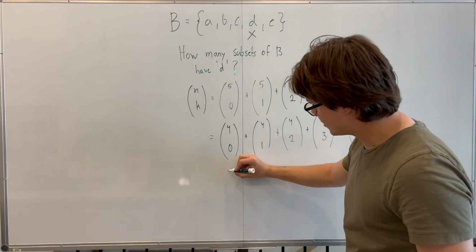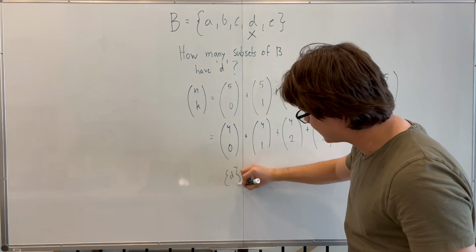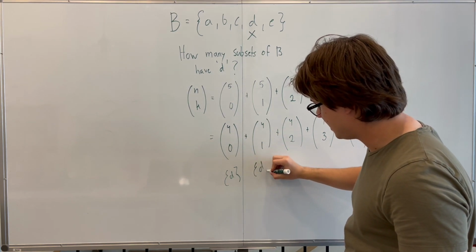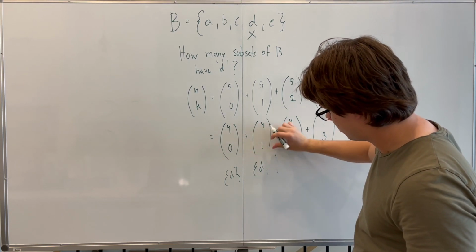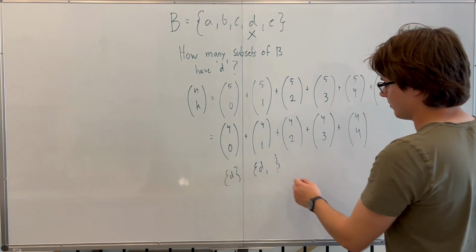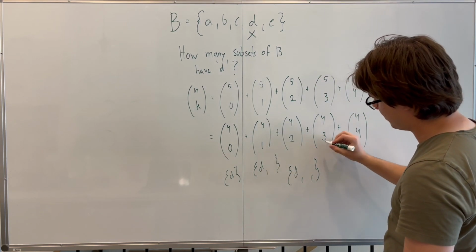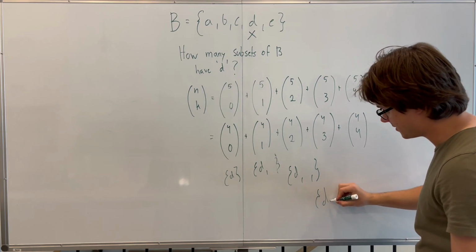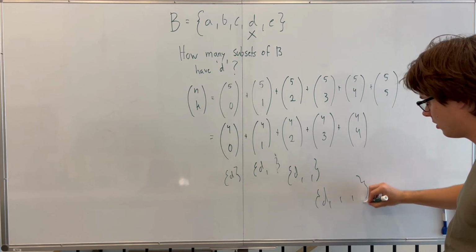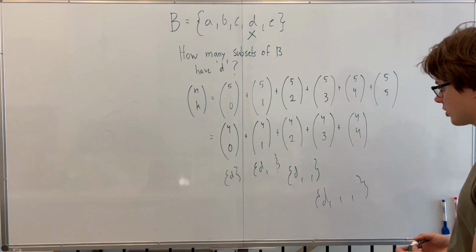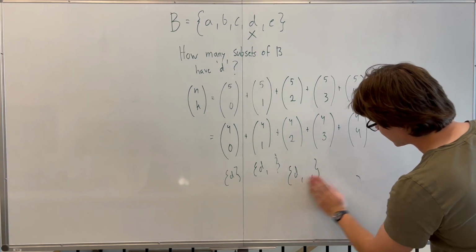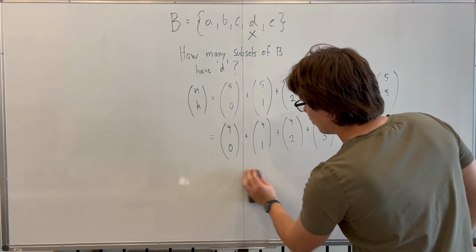So what is this? This is like saying this is the subset D by itself. This is the subset D plus something here, right? These are all the sets that have D and something else. These are all of the subsets that have D and then 2 other elements. This up here is all the subsets that have D and then 3 other elements, and then of course all is going to be all of them. So now let's add all of these up together. What is this going to be?